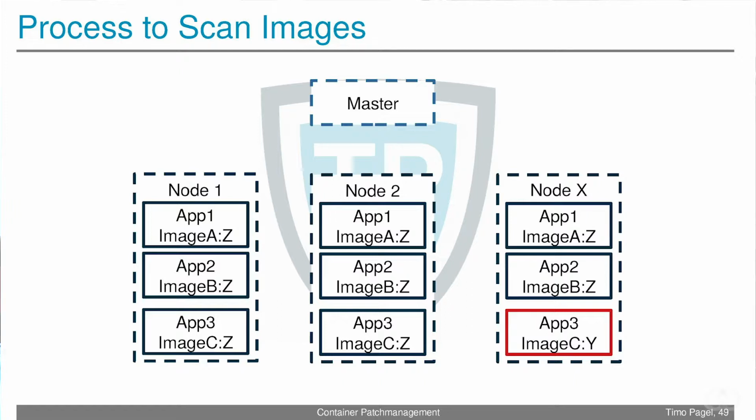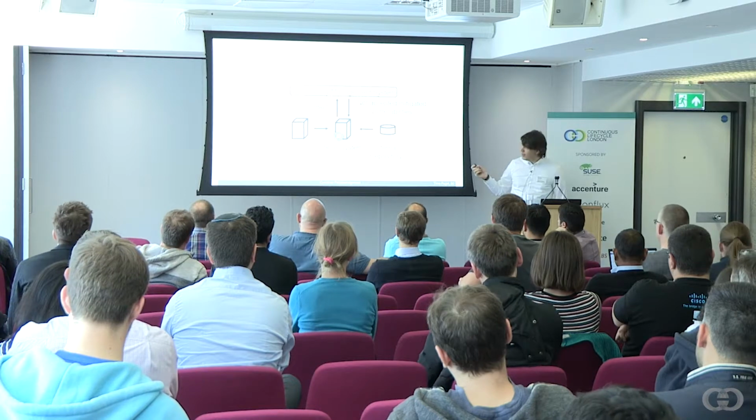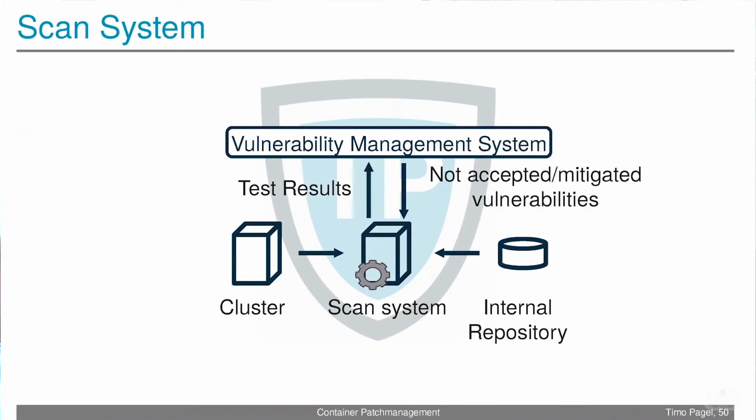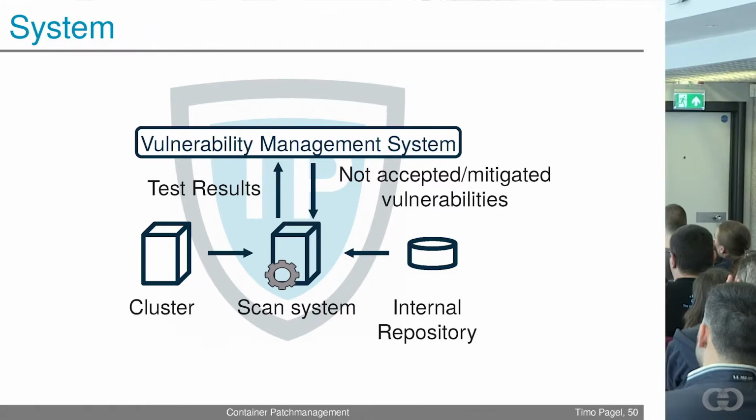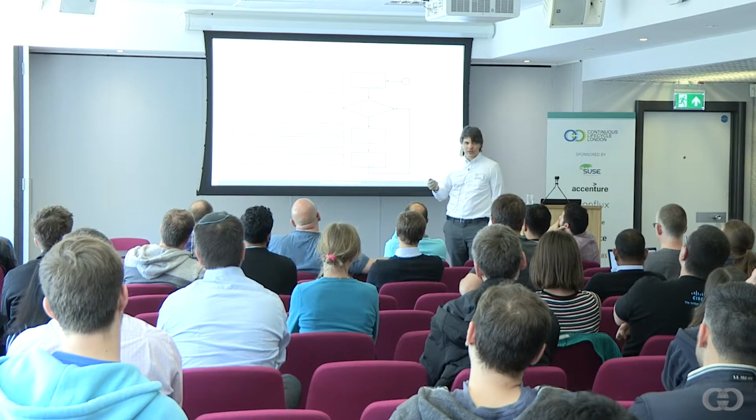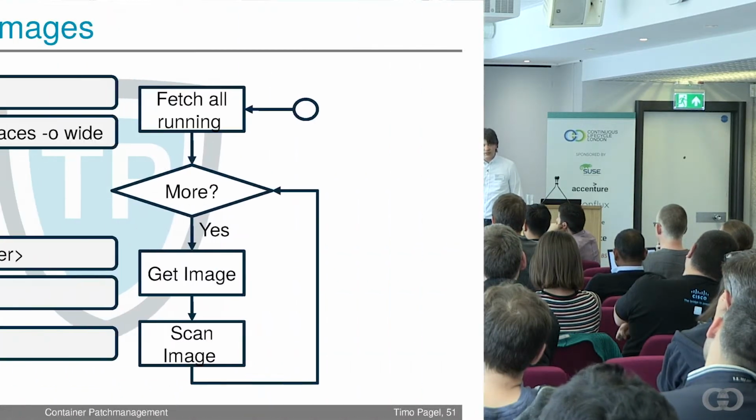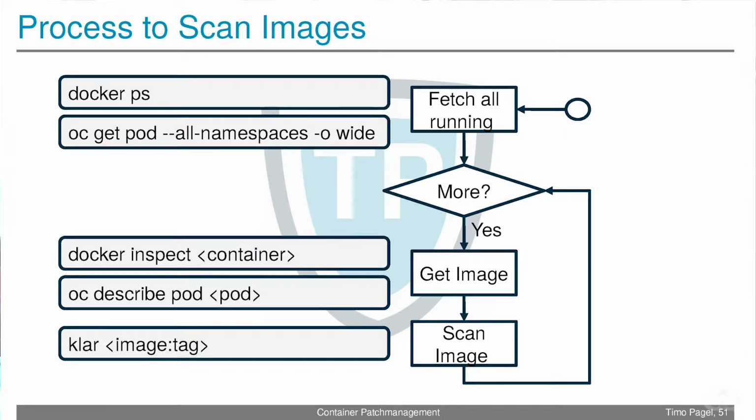But luckily, you have a master which knows what's actually running. So now we enhance the picture. The scan system needs to look at the cluster, get which images are running, and based on that, it should scan. You don't need to scan the whole registry. So basically, when you have a host and not a cluster, you can use docker ps to get the running containers. And when you're in a cluster environment like OpenShift, you can use the oc tool to get all pods from all namespaces. Then you loop over them, inspect the container or the pod to get the running image, and then you actually scan the running image with the Clair client CLI.